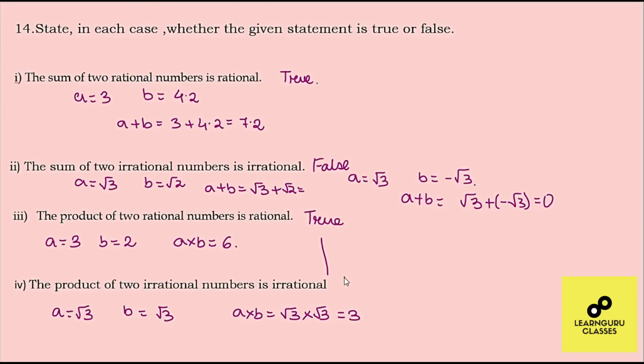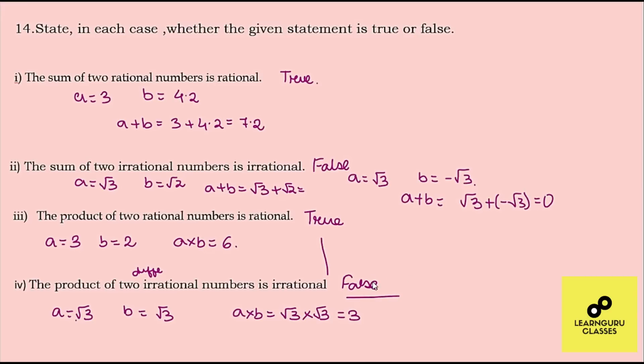So we will say that it is false. But if the question came like this, the product of two different irrational numbers is irrational, if it would have been given in this way, then you would have given the statement as true because we are taking two different irrational numbers. But here it is not mentioned whether the two irrational numbers are the same or different, so we are giving the statement as false.